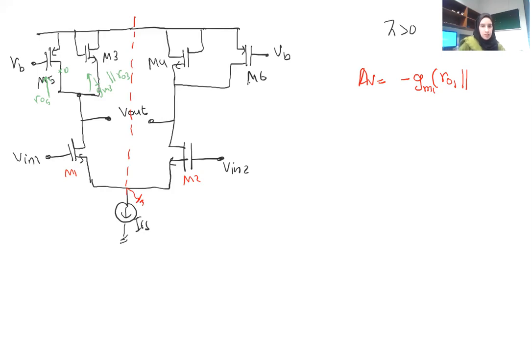We should now, ideally speaking, be experienced with these. So this is going to be in parallel with the R out 5, in parallel with the 1 over GM3, in parallel with the R out 3. Okay, let's move on and take a further example.